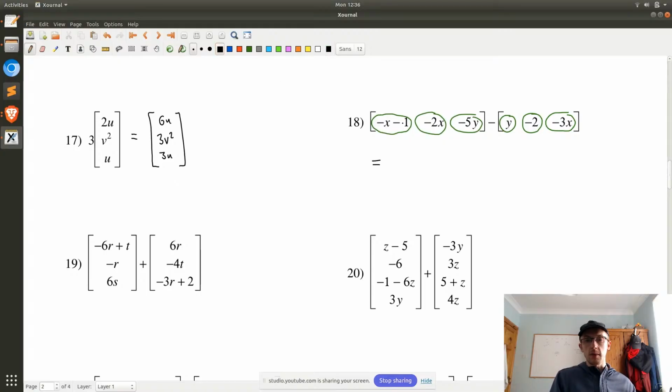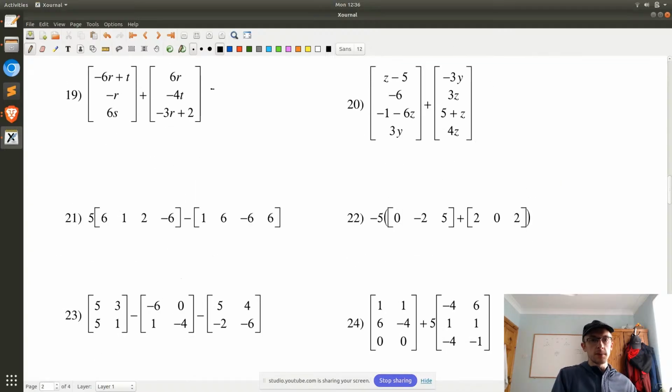So negative x take 1, take y. Well, that would be negative x, take y, take 1. Okay, who's in the middle? Negative 2x minus minus 2. Well, that would be negative 2x plus 2. Great. What about at the end? Negative 5y minus minus 3x. Will that be negative 5y plus 3x? No problem.